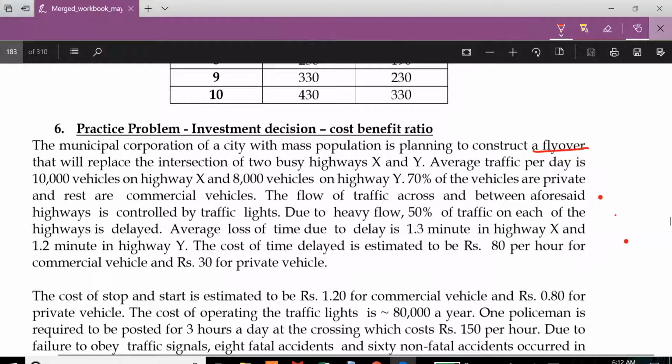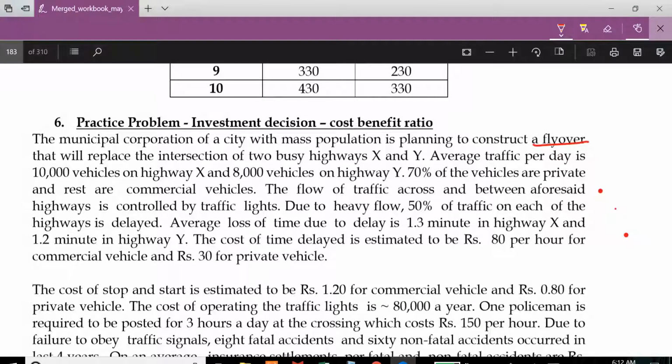The municipal corporation of a city with mass population is planning to construct a flyover that will replace the intersection of 2 busy highways. Average traffic is 10,000 on highway X and 8,000 on highway Y. 70% are private and rest are commercial. The flow of traffic across is controlled by traffic lights. Due to heavy flow, 50% is delayed. Average loss is 1.3 minutes, 1.2 minutes. Cost of time delayed is 80 per hour and 30 per private vehicle.